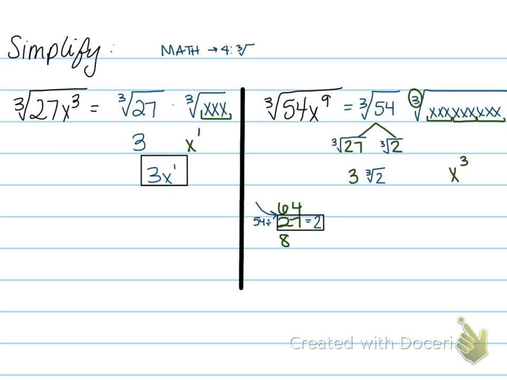Now if you'll remember, when I write my final answer, I need to put all of this together. Anything not under the root, I'm going to write first. So I'm going to write my 3 and my x to the third. Anything that was under the cube root, I'm going to write second. So my final answer would be 3x cubed, cube root of 2.